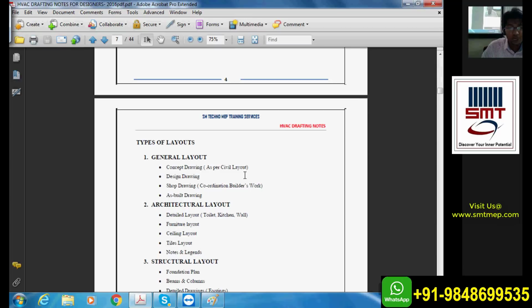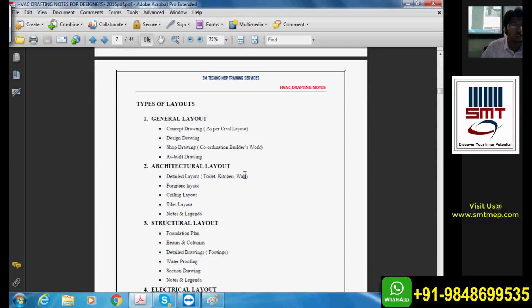All right, now on page number 5, you have types of layouts, which are nothing but general layouts. First of all, a general layout is going to consider a concept drawing, which is as per the civil plan, what you can include in a drawing. Then there is a design drawing. There can be multiple designs, and one will be selected as per the requirements and the services that are adopted. Then there is a shop drawing, which is used for coordination. There is an as-built drawing. This is what we know until now.